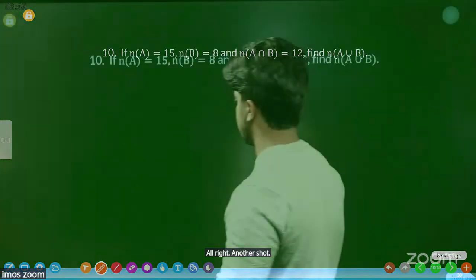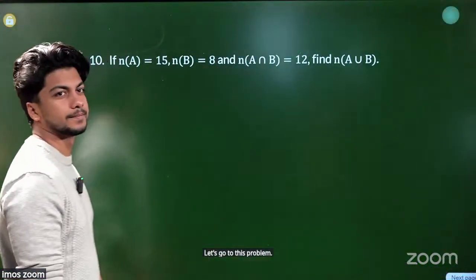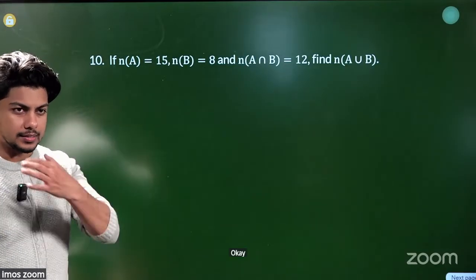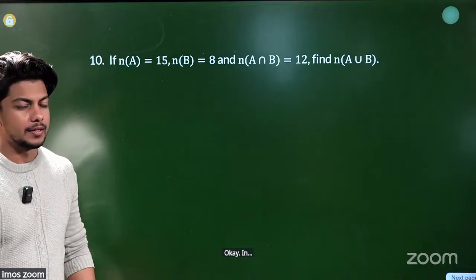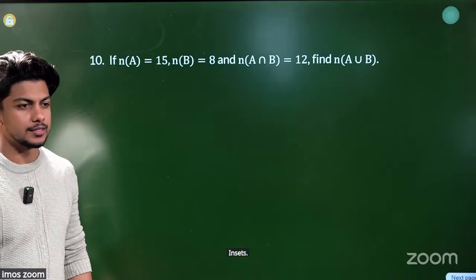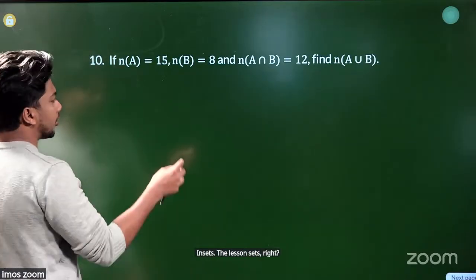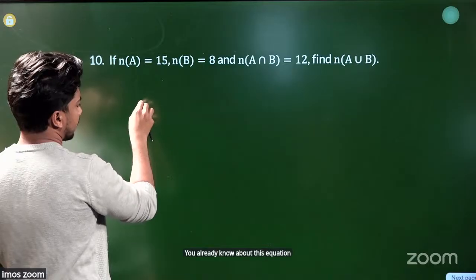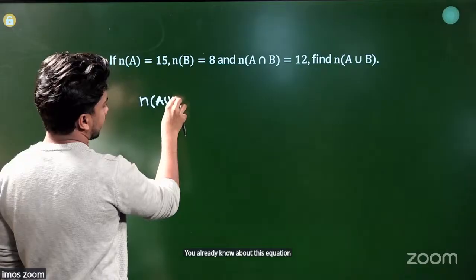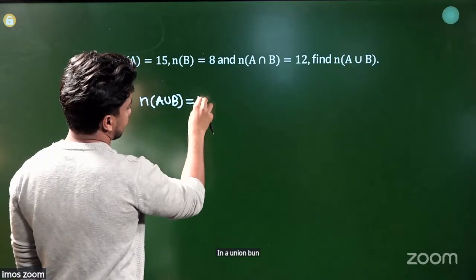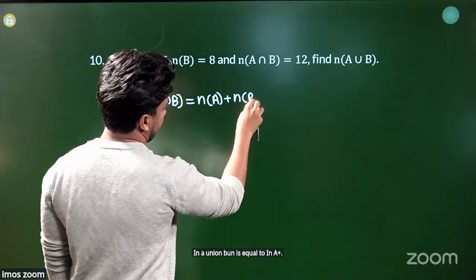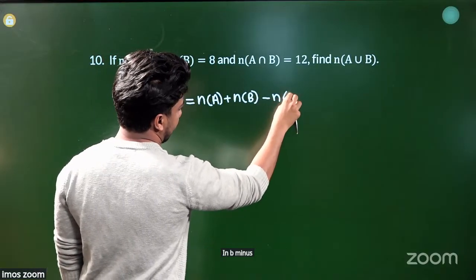Let's go to this problem. Okay. In sets, the lesson sets, right? You already know about this equation, right? n(A union B) is equal to n(A) plus n(B) minus n(A intersection B).